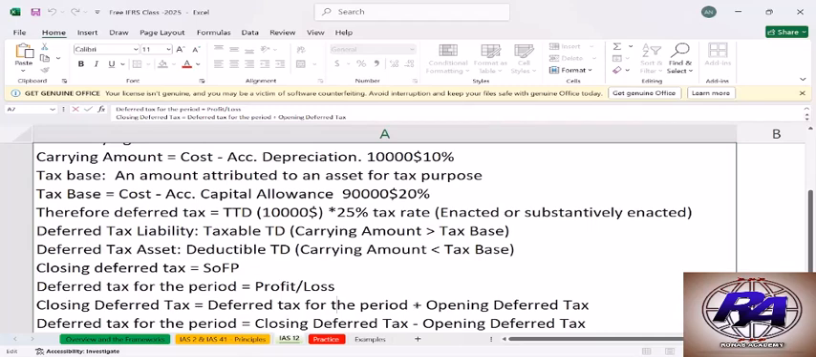Now, in most questions, when you are dealing with the full questions, what we have in the trial balance as deferred tax is the opening deferred tax. You have to ask yourself if what you have in the additional information is the deferred tax for the period or is the closing deferred tax.